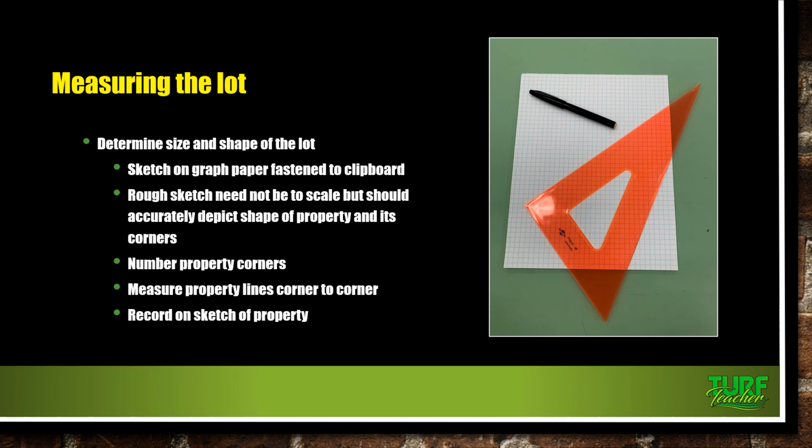Measuring the lot. Determine the size and shape of the lot. Most of them are rectangular, or they're pie-shaped if they're in a cul-de-sac. Sketch on the graph paper and fasten it to the clipboard. So get one of those big clipboards, tape it down, and do a rough sketch. It needs not to be to scale, but should accurately depict the shape of the property and its corners. Number the property corners, measure property lines corner to corner, and then record on the sketch of the property. And then you should be able to do a nice base map from it.